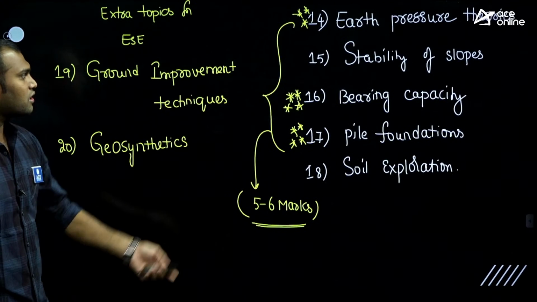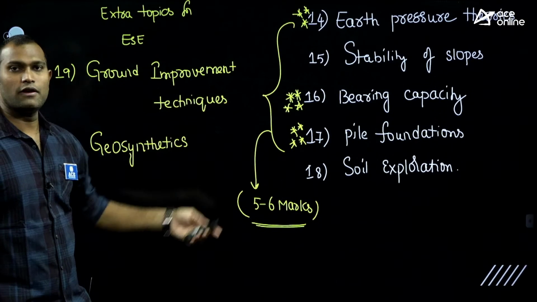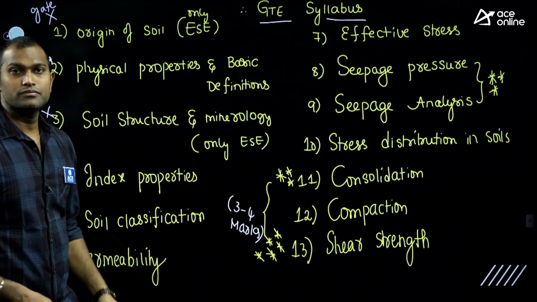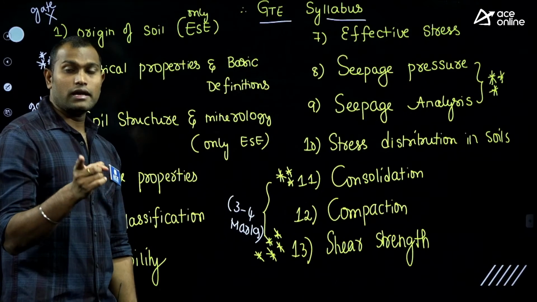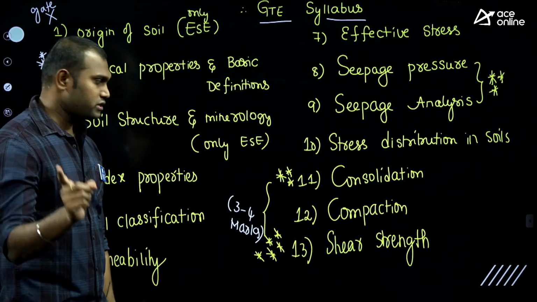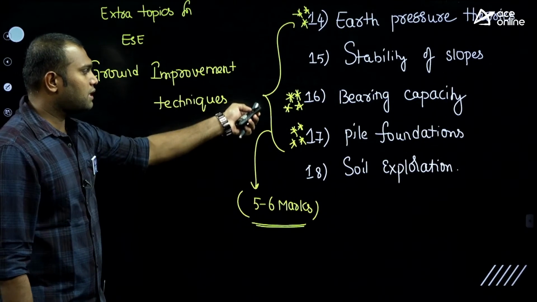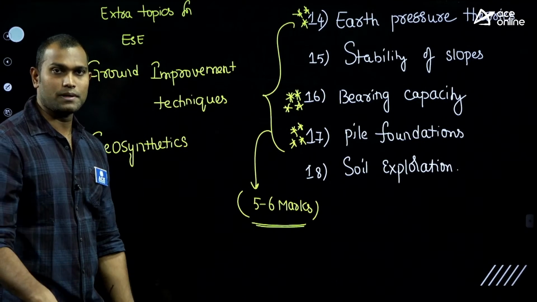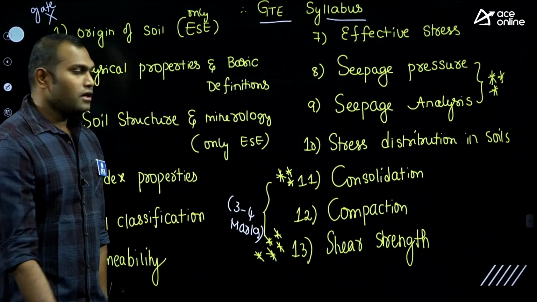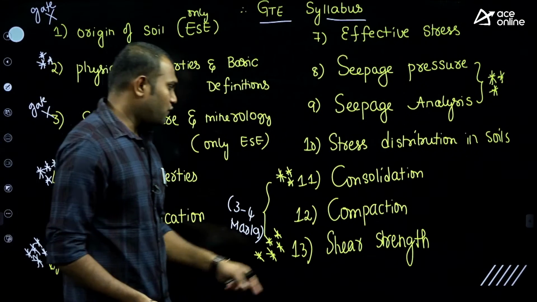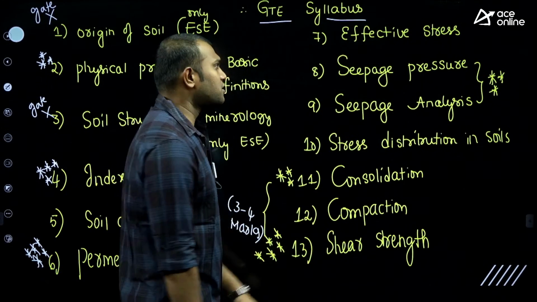Consolidation, shear strength, earth pressure theories, bearing capacity, pile foundations. Mind you, if you want to get a very good GATE rank, you have to focus on these chapters: consolidation, shear strength, earth pressure theories, bearing capacity, pile foundations. 5 chapters.